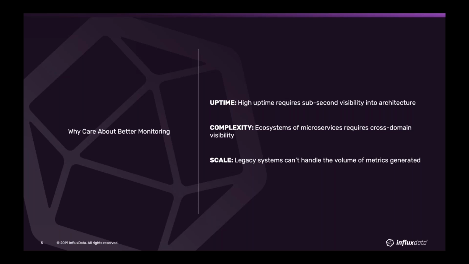As we hit on briefly a minute ago, our cloud native apps are so much more complex. These ecosystems of microservices require cross-level domain visibility, and that's not what other monitoring solutions are built for. And then thirdly, we need to be able to scale. These complex infrastructures are creating just huge volumes of metrics and events. If you're ingesting millions of metrics every second, what you were using 10 years ago is just not going to work.